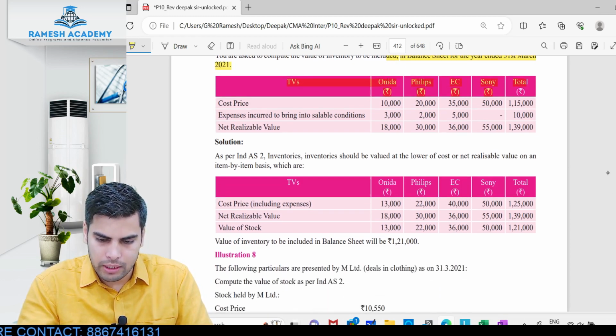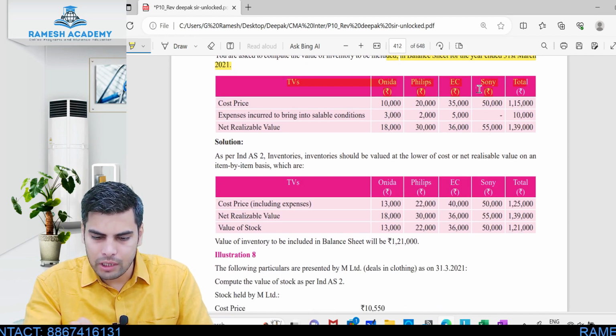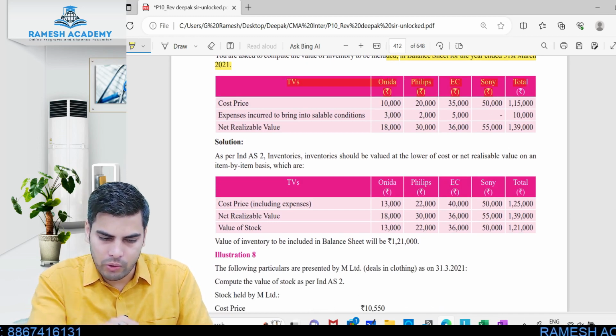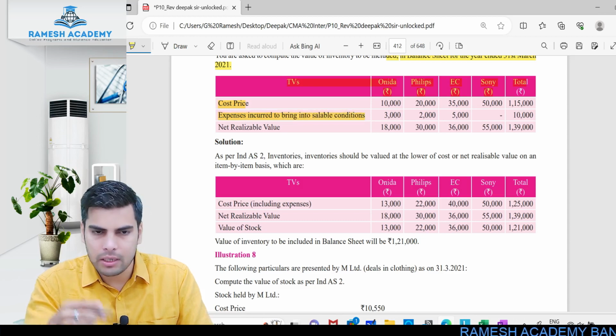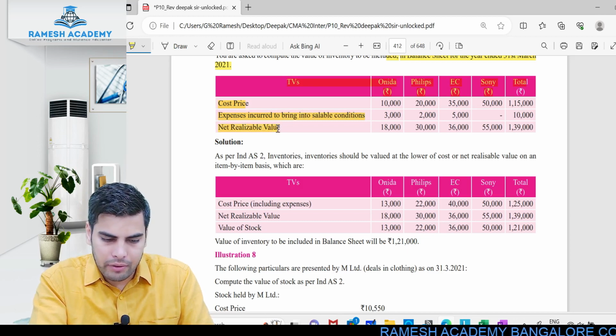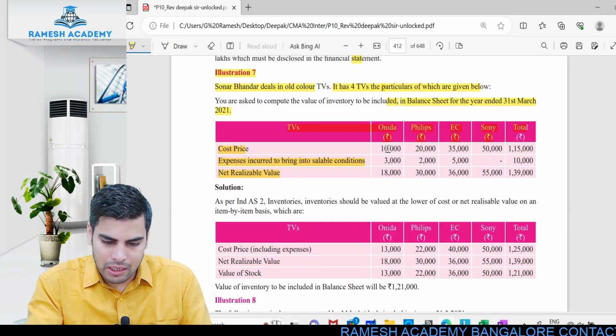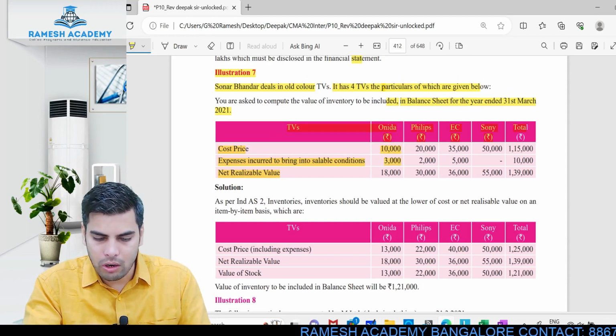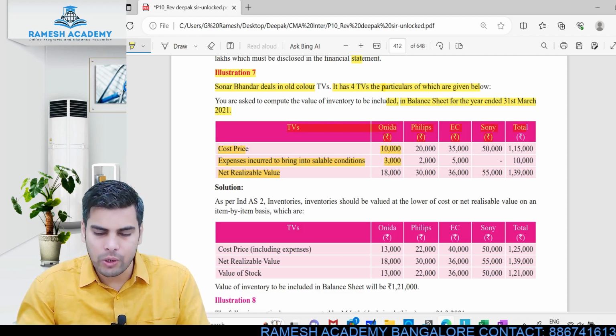Okay, so it has got 4 TVs: Onida, Philips, EC, Sony, and they have given you the total. So cost price is given, and expenses incurred to bring it into the saleable condition will be forming part of the cost. Then the net realizable value is being given. First thing is just add these two. You will get to know the cost, compare it with the net realizable value, and then you will get to know how much exactly is the value.